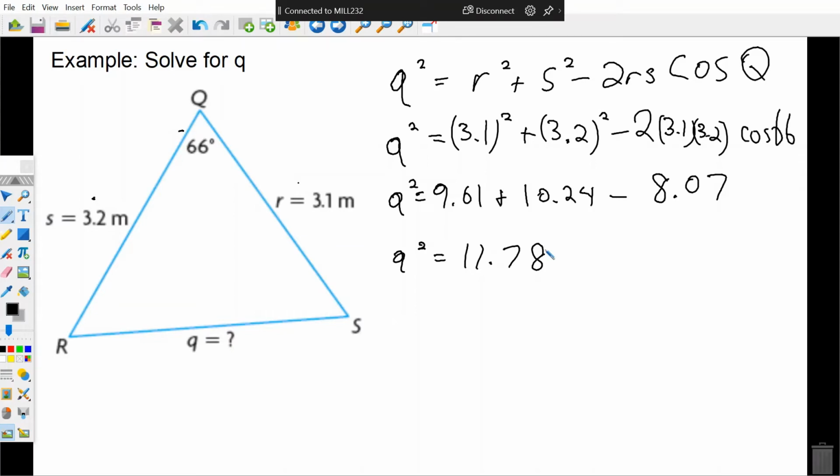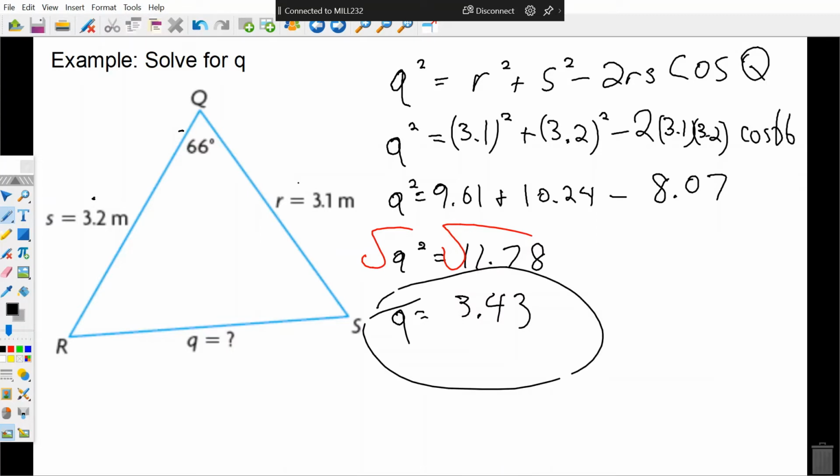Now that is q squared, right? Not q. We need to get q. So we're going to take the square root to get q by itself. The square root of 11.78 is 3.43. And then depending what the question is asking you to round to, for now we'll just keep it at 3.43.